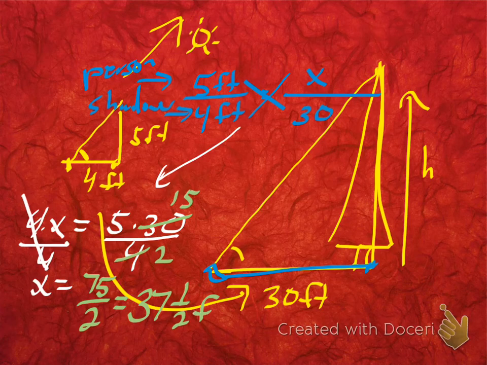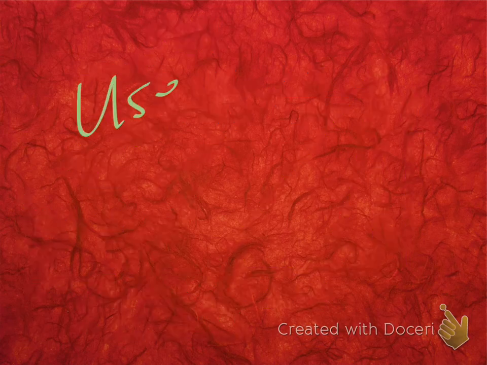Now, it makes sense, right? Because it's a little bit more than the shadow length, just like the person's height was a little bit taller than their shadow height. Okay? And you can use this for tall buildings, flagpoles, trees, anything like that. Okay? All right, well, let's wrap this up.